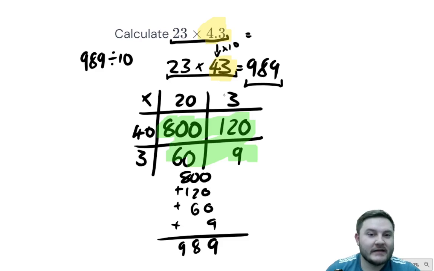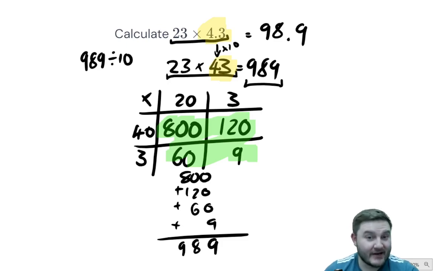And I've already done a video on multiplying and dividing by 10, 100 and 1,000. So to cut to the chase, 989 divided by 10 is 98.9. And that is the correct answer. It is 98.9. And I really like this method.